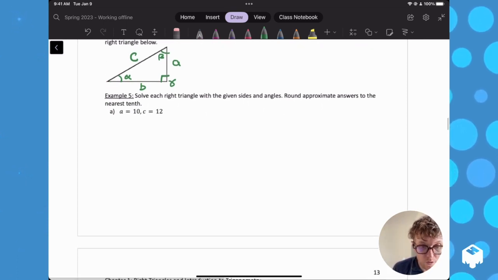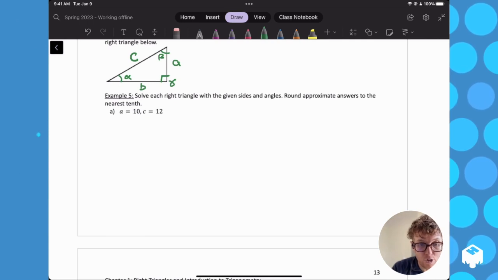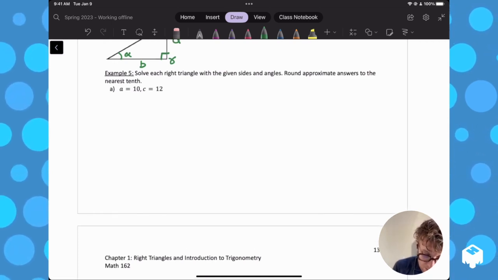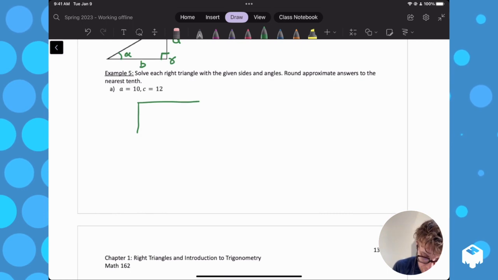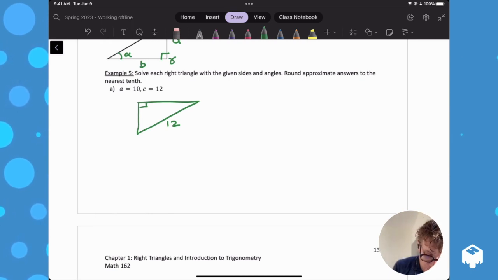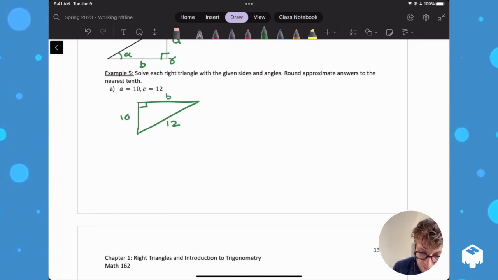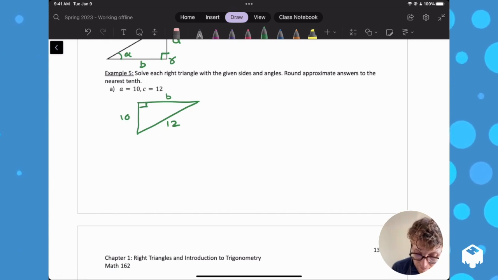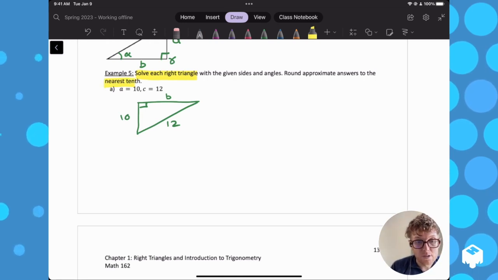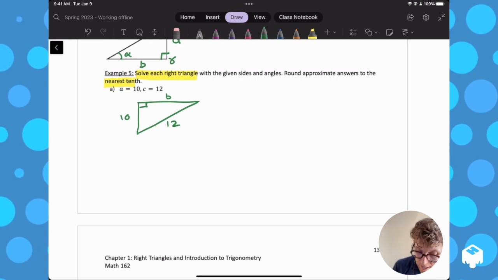So if I were to tell you that the sides of this triangle were 10 and 12, we know that the hypotenuse in this case, the side that we're missing, is 12. And it doesn't matter which way I draw the triangle. And then the shortest side would be 10. I'm trying to find this missing side because it says solve the right triangle. I want to round to the nearest tenth. So first of all, let's find the missing side.